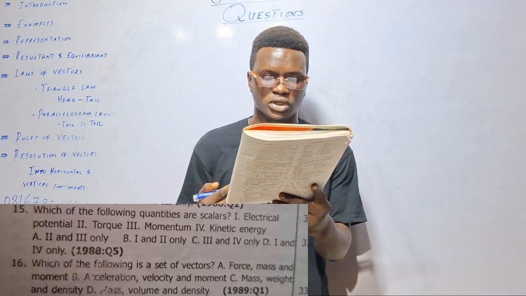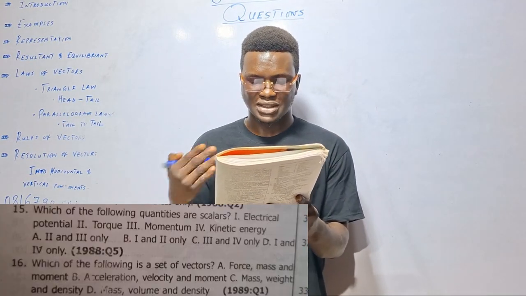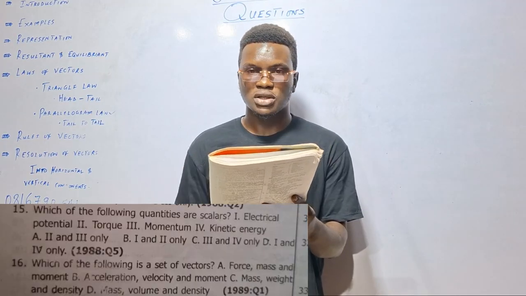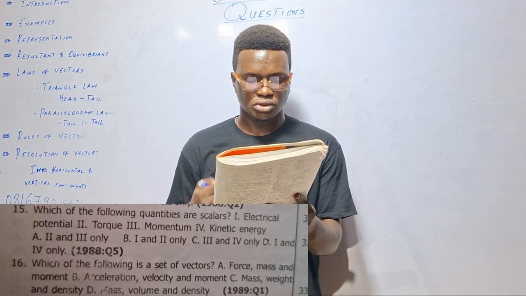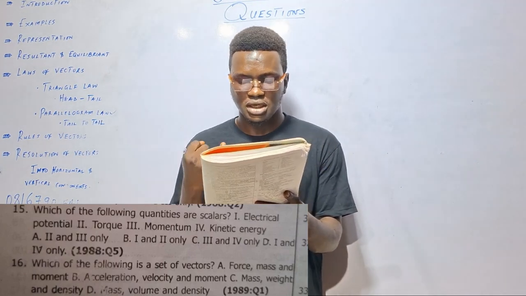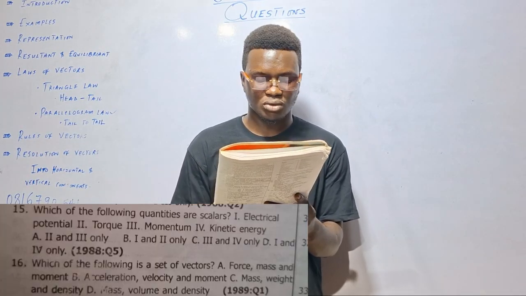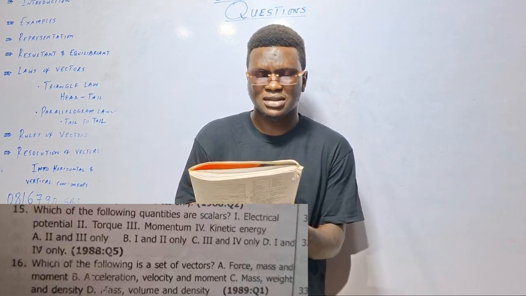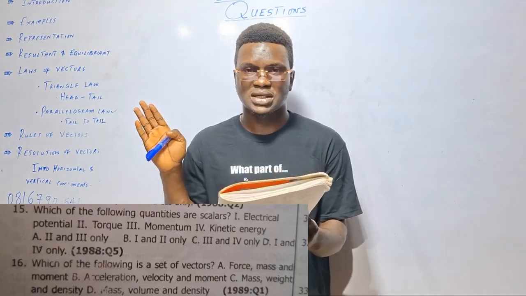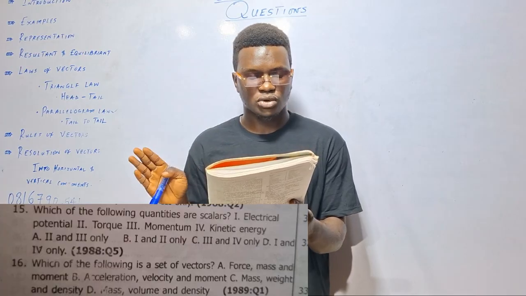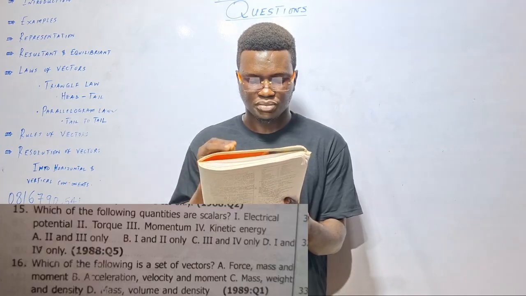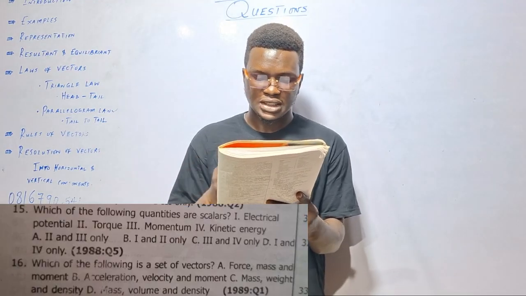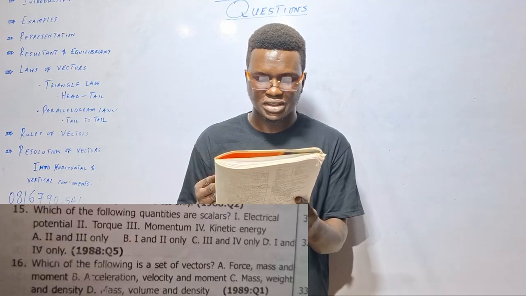The next one we'll look at is 15. It says, which of the following quantities are scalars? 1, electric potential; 2, torque; 3, momentum; 4, kinetic energy. If you look at this, energy is a scalar quantity. Momentum and torque are vector quantities. So any option that has momentum or torque is automatically out of our options. A is out because they are asking for scalars, not vectors. B, 1 and 2: 2 is there, so it is out. C, 3 and 4: that is out because 3 is there. Then D, 1 and 4.